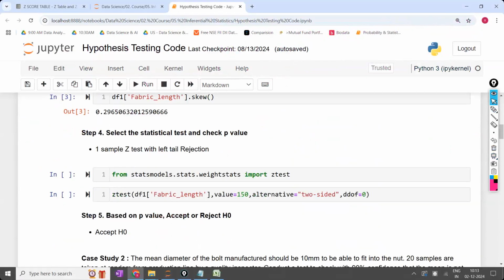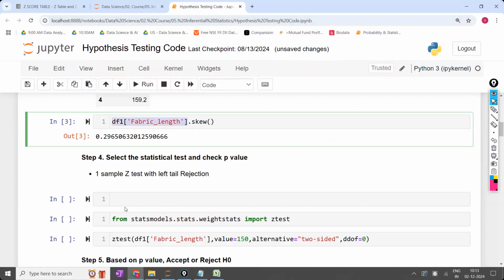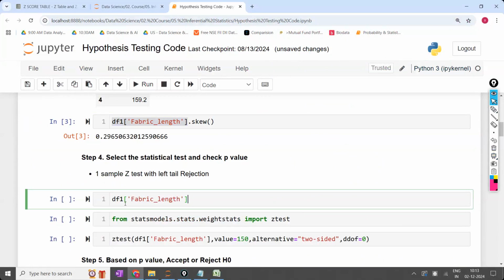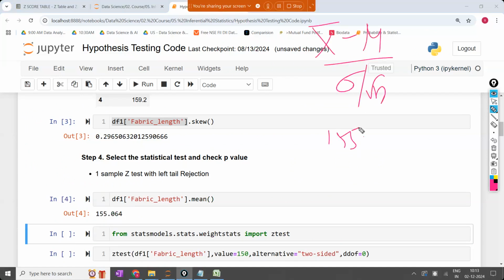So data was given means we have to calculate from the data only. I calculate from the column that was given to me. For that particular column, I apply dot mean. What is the value? 155.06. The x bar value is 155.06. What is the mu value? In the formula, x bar minus mu divided by sigma by square root of n, x bar is 155.06. Mu is 150, because that is the hypothesis test we are working on.